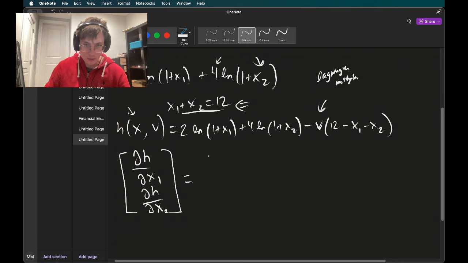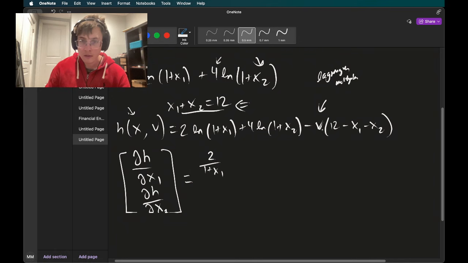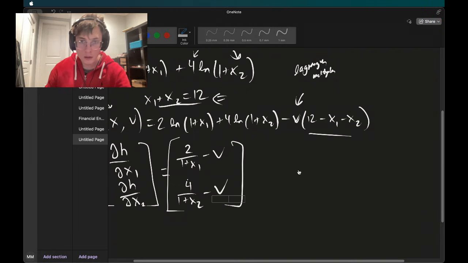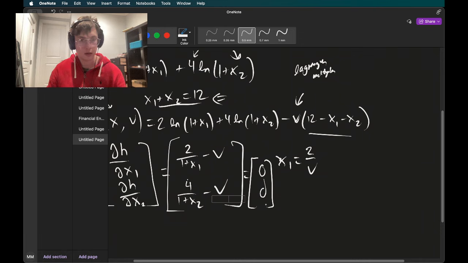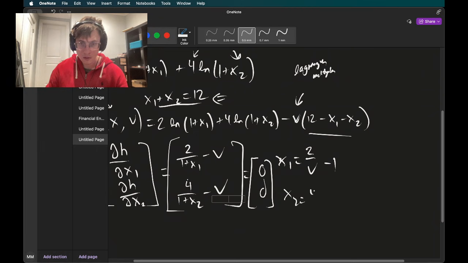Taking the derivative, we end up with 2 over 1 plus x1 minus v, since when taking the derivative the constant term goes away, and then down here, 4 over 1 plus x2 minus v. Then we set this equal to 0, since we're looking for cases when this gradient is 0, right? And again, this is a well-behaved function, so it's enough for us to search the only place where the gradient is equal to 0. So in this case, x1 is 2 over v minus 1, and x2 is 4 over v minus 1.